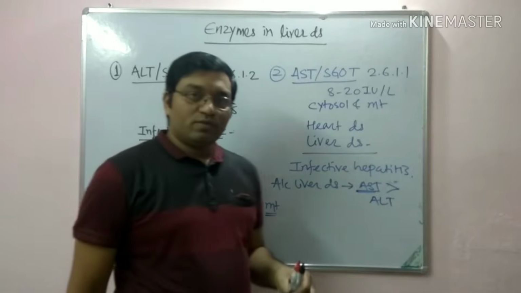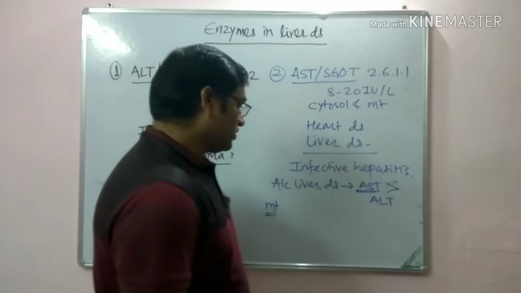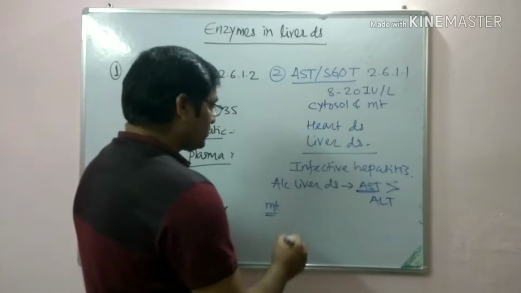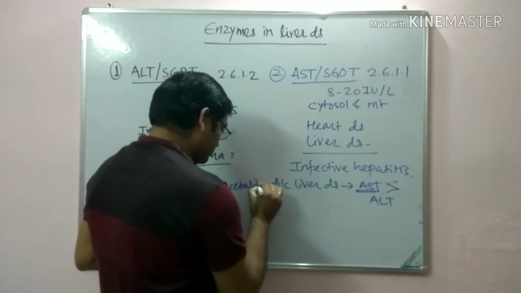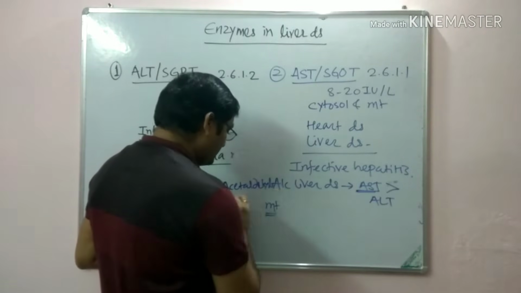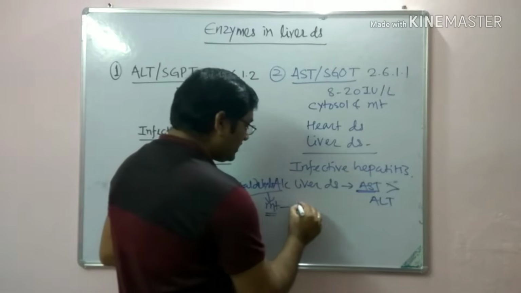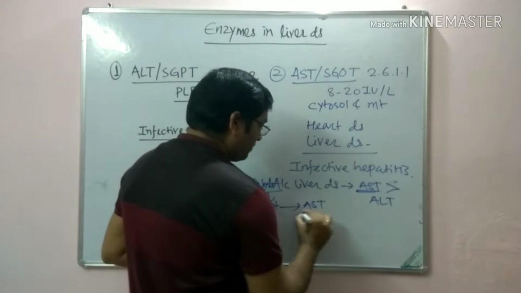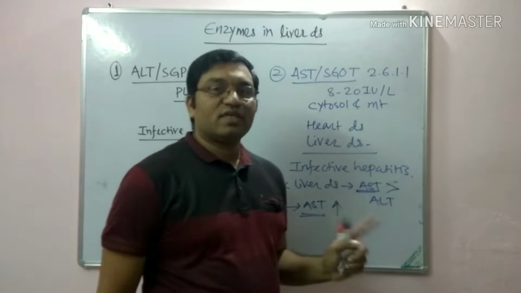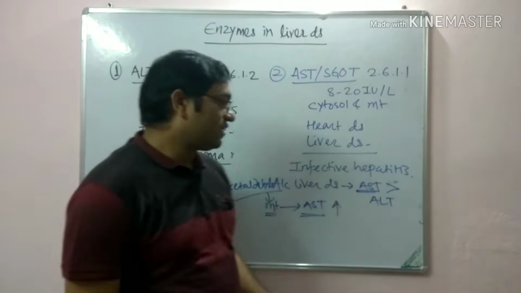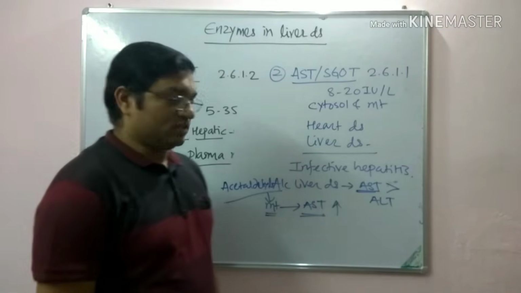In alcohol-induced injury or in alcohol metabolism, there is production of acetaldehyde, and this acetaldehyde damages the mitochondria and causes the release of AST. That's why the AST level increases in alcoholic liver diseases, and the AST-ALT ratio is more in alcoholic liver disease.